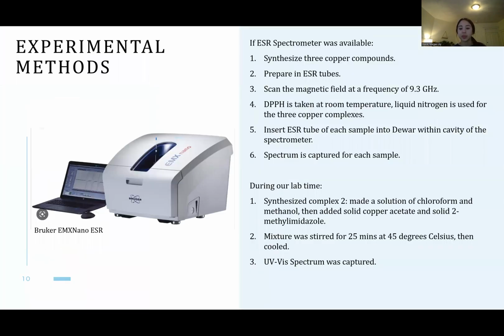Next, this experiment has 2 parts. So first, the 3 copper compounds would be synthesized and prepared in the respective ESR tubes, and then a magnetic field would be scanned at a set frequency. And then finally, each of these ESR tubes would be placed in the cavity of the spectrometer, and then a spectrum would be captured for each sample. Now, we did not have access to the ESR instrument, so during our lab time, we synthesized complex 2 and then captured a UV-Vis spectrum for that, and then got data from our TAs.